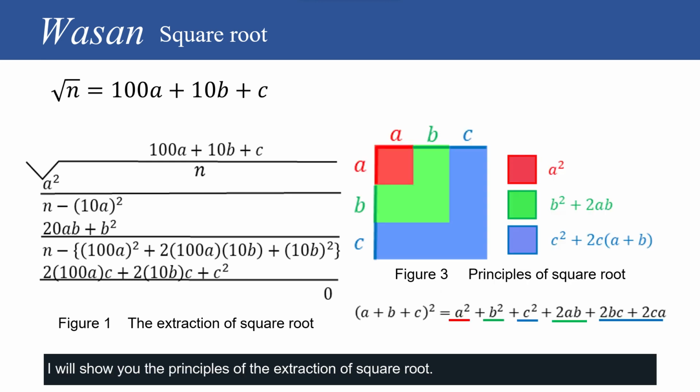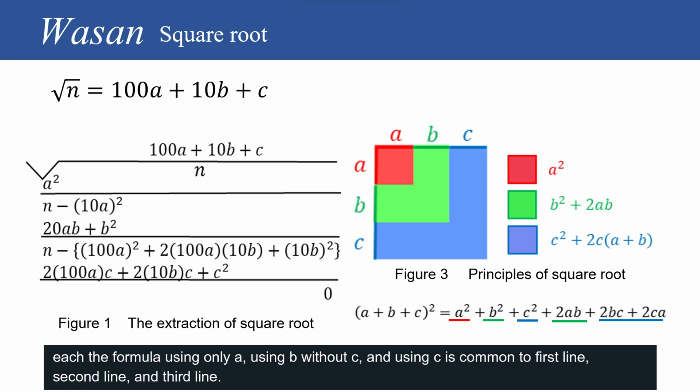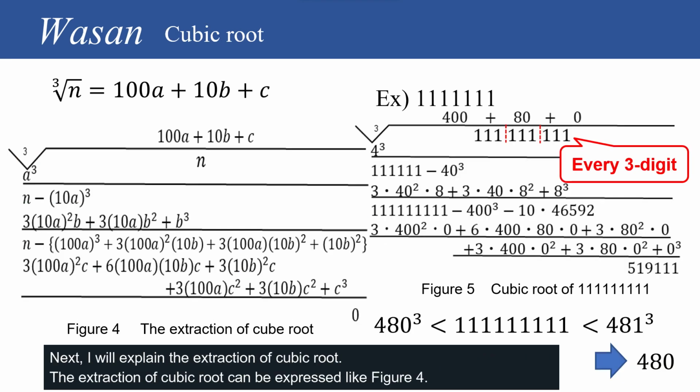I'll show you the principle of the extraction of square root. The principle can be expressed like this. Let's compare this figure and the extraction of square root. They are common to the red part, blue part, and green part respectively. Next, comparing this formula and the written calculation, the formula using only A, using B without C, and using C is common to the first line, second line, and third line. Next, I'll explain the extraction of cubic root.